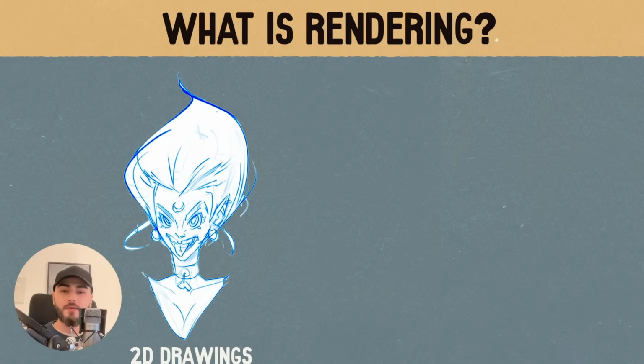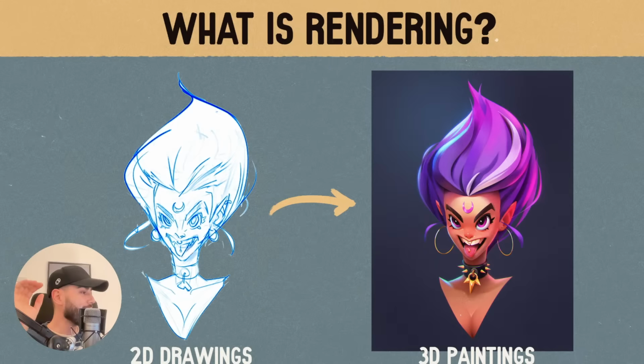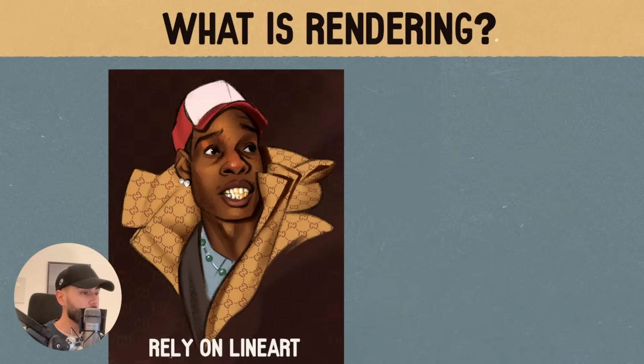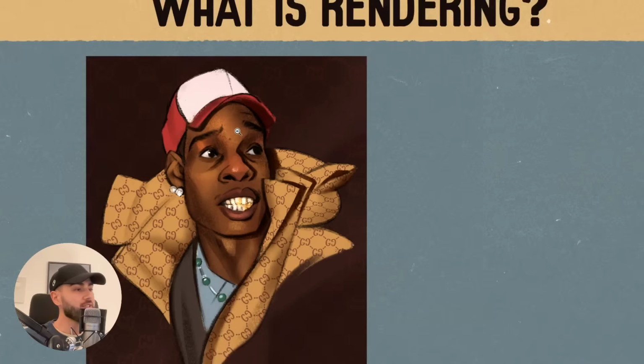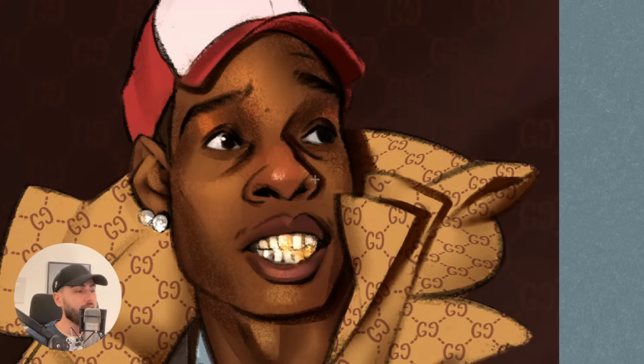For me, rendering is taking your two-dimensional drawings and simply making them three-dimensional paintings. Simple as that. But depending on the style that you have, the finish, and how much time you have for your painting, you are going to have different effects. For example, here we have a type of render that relies more on line art. If I zoom in here, we still have the light and shadow, right? We have light right here, we have shadow right here.